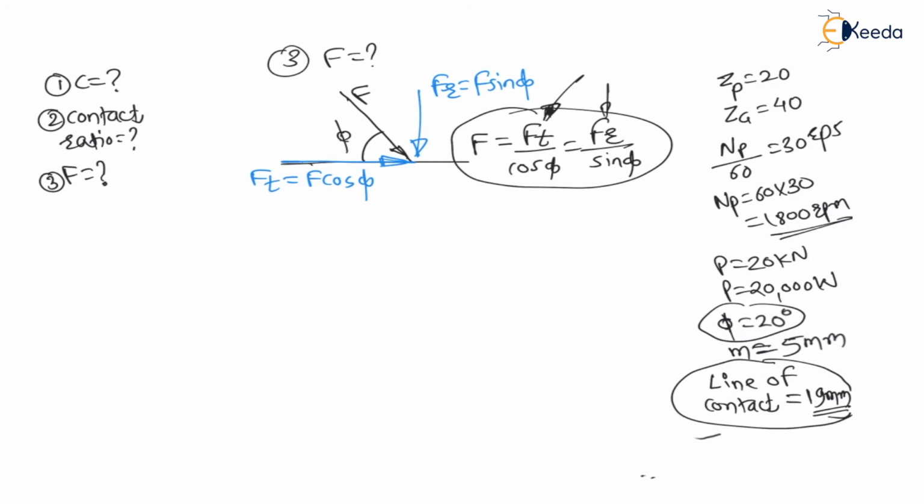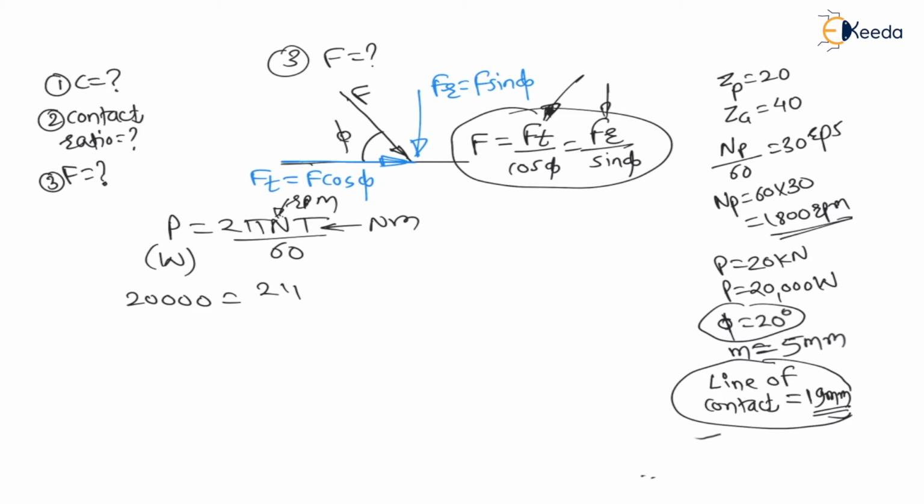Now see, power is nothing but 2 pi N T upon 60. In this equation power will be in watt, N will be in rpm, and torque will be in newton meter. Now put the values. Therefore power is given as 20,000 equals 2 pi, N in rpm is 1800, into T divided by 60. Now in this equation only torque is unknown. Let us solve this equation for torque. If I solve it, I will get 106.10 newton meter. This will be the torque value.